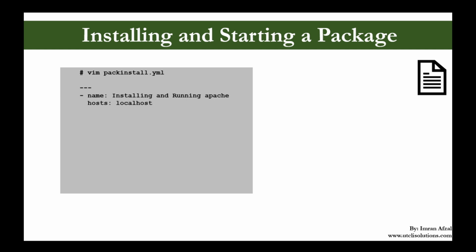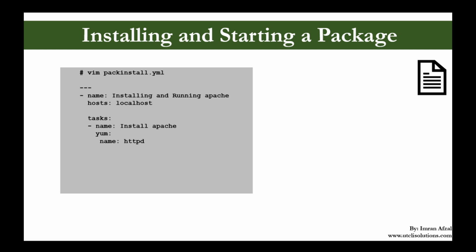All right, the host: where do you want to install and run this Apache package? We want to run it on a local host. All right, the tasks, the third thing. What exactly are we doing? The name is that at this time we will install Apache or HTTPD. Tell me the module that you will use to do that installation. We'll use the yum module, or you could use DNF. The name of the package will be HTTPD.